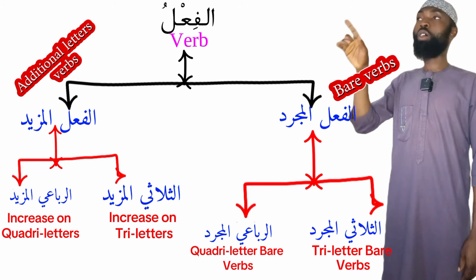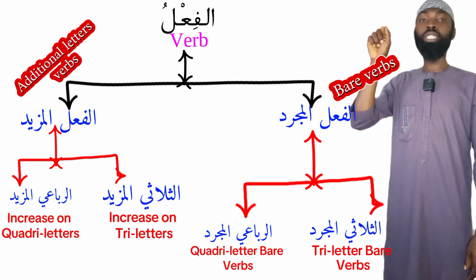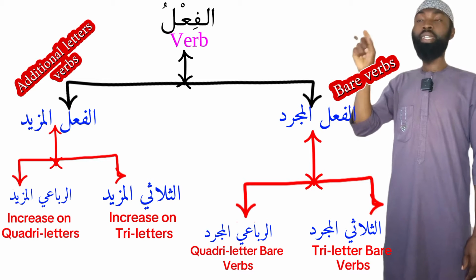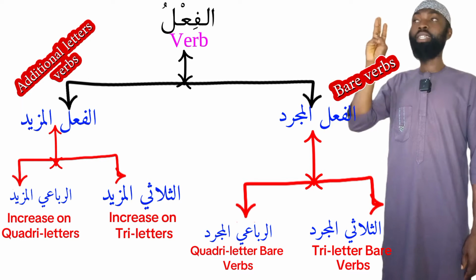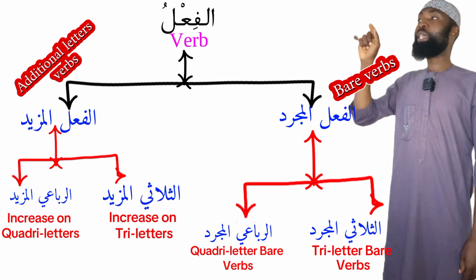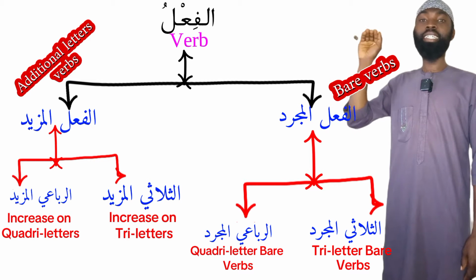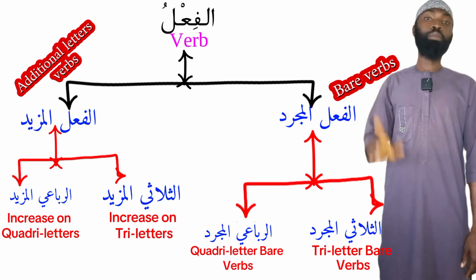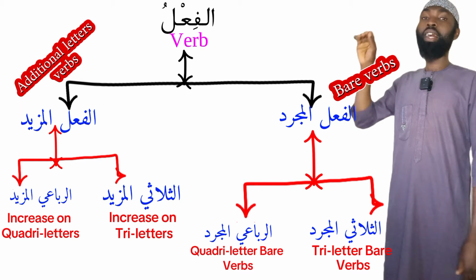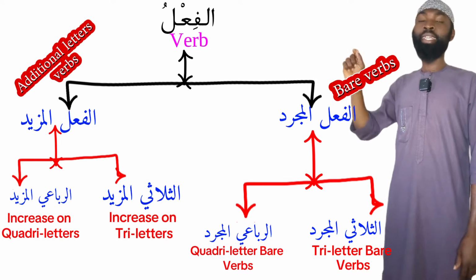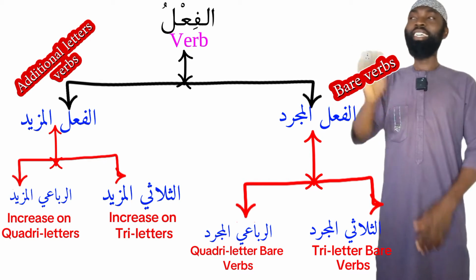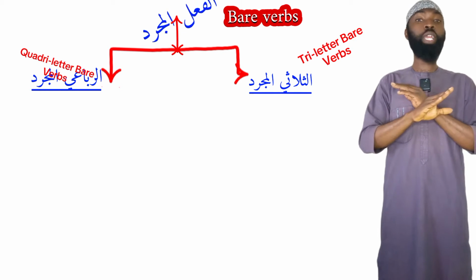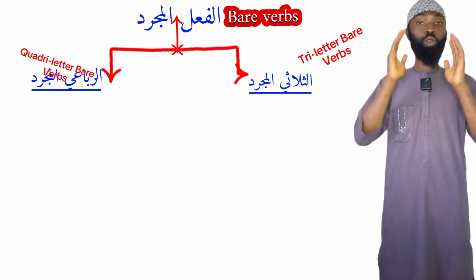We will now see that all what we're going to be discussing between al-thulathi al-mujarrad, the tri-letter verbs, and also the quadri-letter verbs, the three-letter verbs and the four-letter verbs, will also be concerned with al-mazid, that is the addition. So whatever we learn from al-thulathi al-mujarrad and al-ruba'i al-mujarrad, we also see it when we go to al-thulathi al-mazid and al-ruba'i al-mazid. To begin with, let's start with al-mujarrad, the bare verbs, the verbs which have no increments, they only have their root letters.